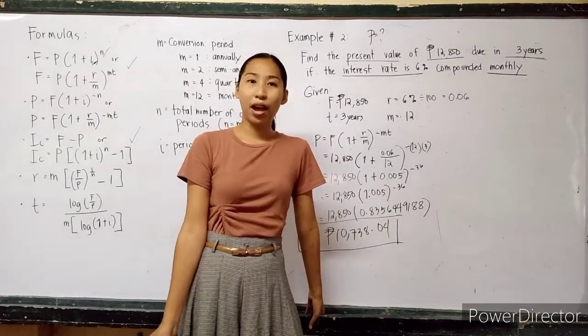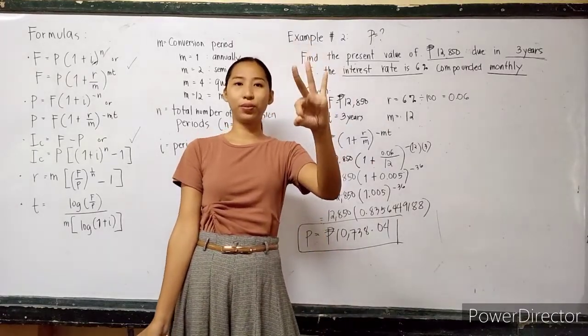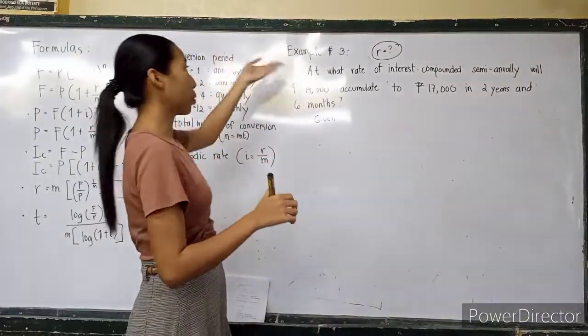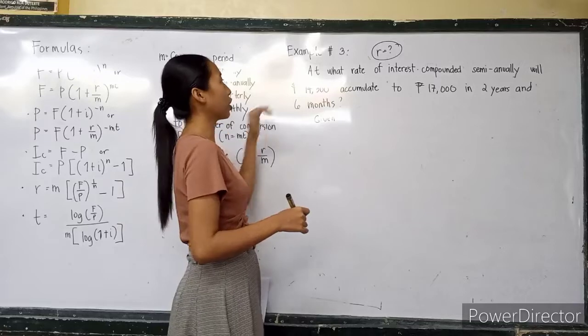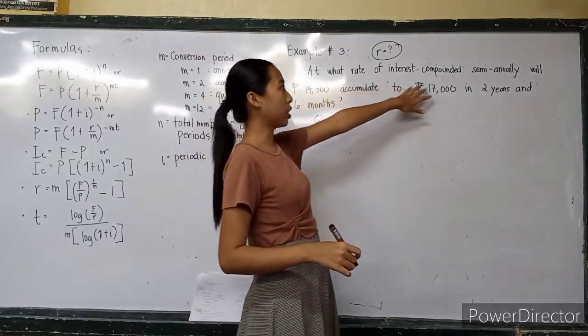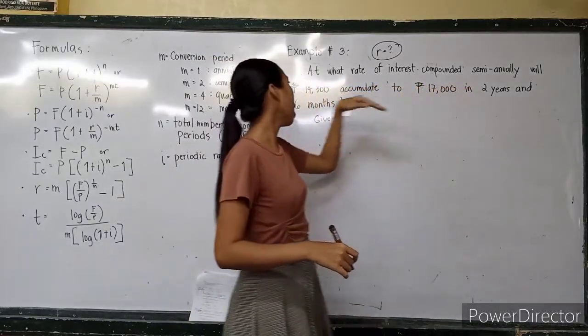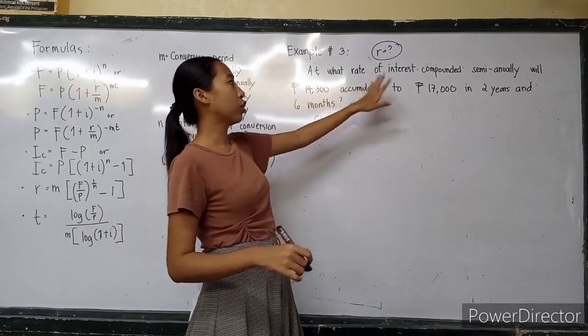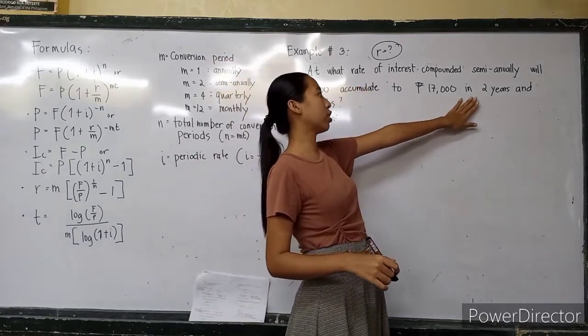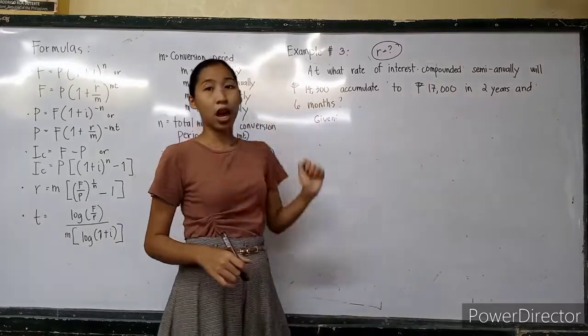Now, let's proceed with our example number 3. At this moment, we are going to have the problem first. Let us read the problem first. At what rate of interest compounded semi-annually will 14,300 accumulate to 17,000 in 2 years and 6 months?